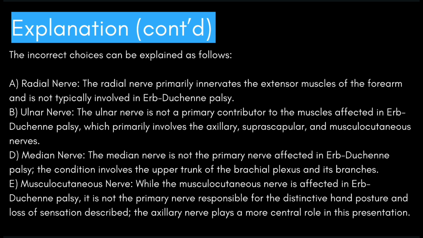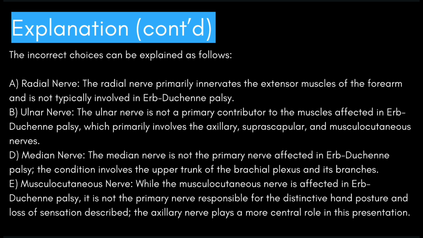Radial nerve. The radial nerve primarily innervates the extensor muscles of the forearm and is not typically involved in Erb-Duchenne Palsy. Ulnar nerve. The ulnar nerve is not a primary contributor to the muscles affected in Erb-Duchenne Palsy, which primarily involves the axillary, suprascapular, and musculocutaneous nerves. Median nerve. The median nerve is not the primary nerve affected in Erb-Duchenne Palsy. The condition involves the upper trunk of the brachial plexus and its branches.